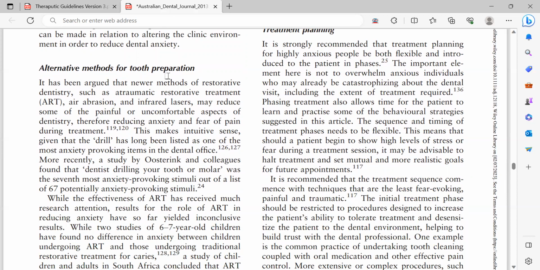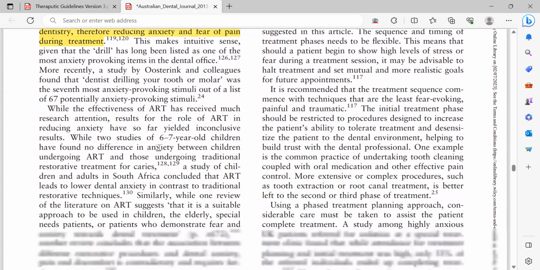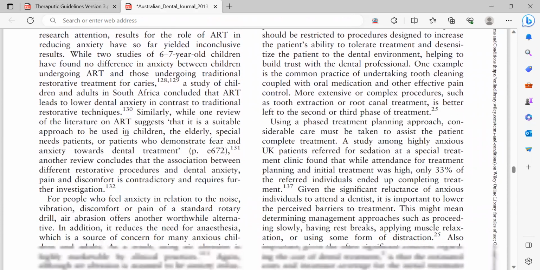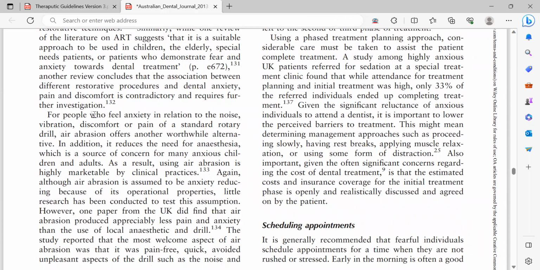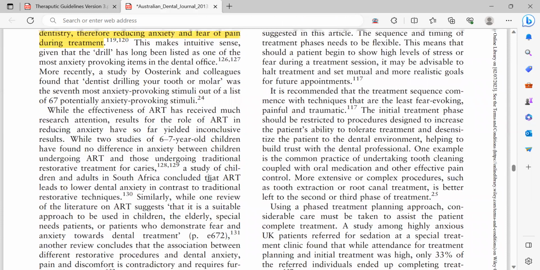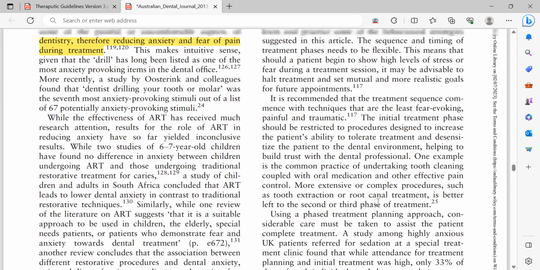The alternative methods of tooth preparation, we all know the atraumatic restorative treatment, in which we do not really use any burs or handpieces. We just try to be as conservative as possible. Air abrasion and infrared laser are some of the techniques that can be used for painful or uncomfortable aspects of dentistry. Therefore they can help in reducing the anxiety and fear of the patient. For people who feel anxiety in relation to the noise, vibration, discomfort, or pain, for example from the drill, air abrasion offers another worthwhile alternative. So you just need to ask your patient what in the dental setting they fear, and you can try other strategies to deal with that fear.